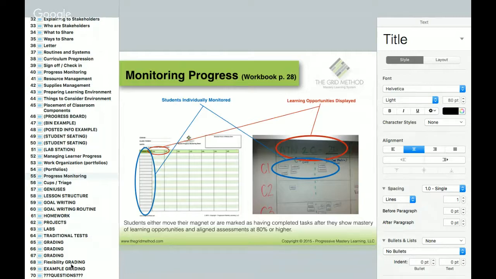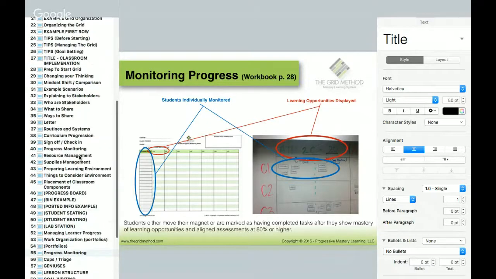The amazing thing about that, though, is then you're truly not limiting that student that needs to take more time because they don't understand the concept. So hopefully that helps explain managing that learner progress a little bit better.